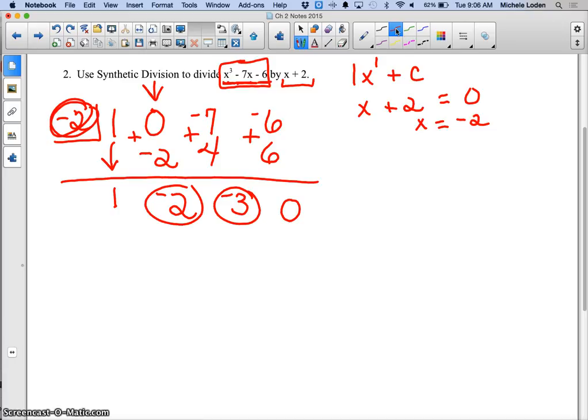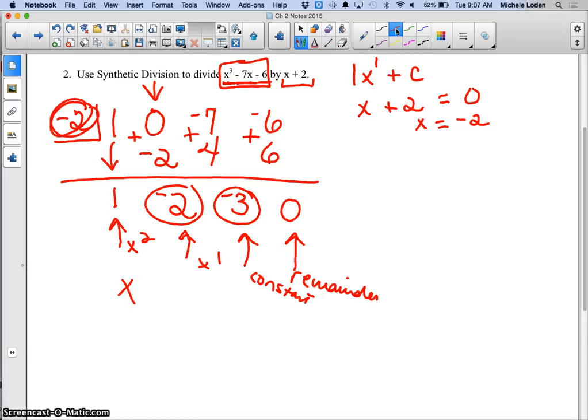Now, in order to get our final polynomial, we take these coefficients and put them back in as coefficients of terms. This final term is our remainder, our constant, then the coefficient of x to the first, the coefficient of x to the second. So our polynomial is 1x to the second minus 2x minus 3.